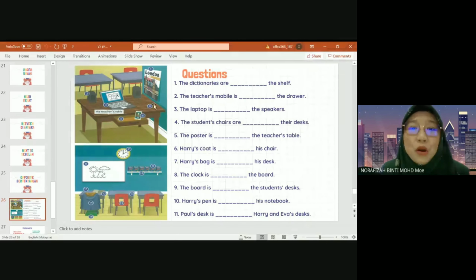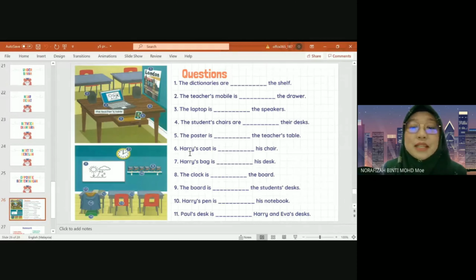Number five. The poster, okay, you can see the poster here, London. The poster is the teacher's table. Ni teacher's table, ni poster. Okay, what's the answer? The poster is what? The teacher's table. Next to. The answer is next to. The poster is next to the teacher's table, sebelah.